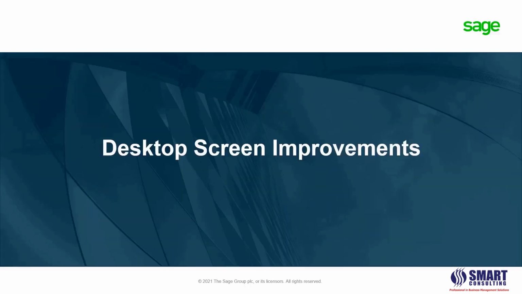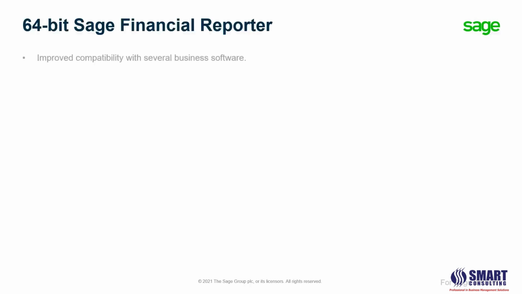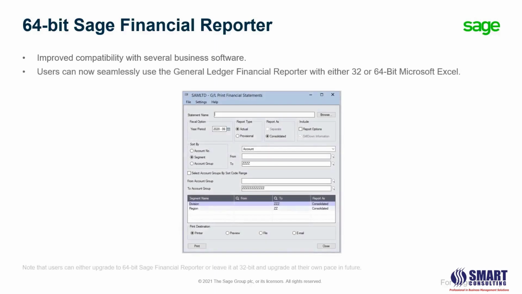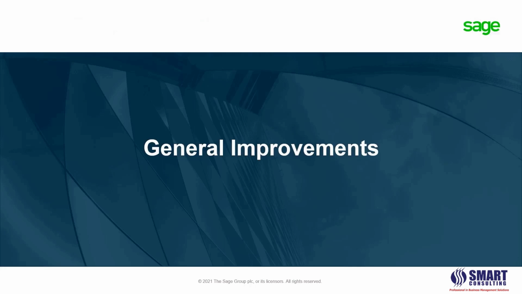Now let's review the desktop screen improvements. Users now have the 64-bit Sage Financial Reporter that provides improved compatibility with several business software. This means users can now seamlessly use the General Ledger Financial Reporter with either 32 or 64-bit Microsoft Excel. Time to look at general improvements, which are available for both web and desktop users.